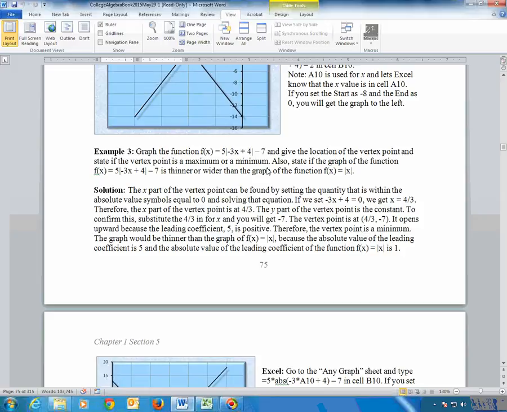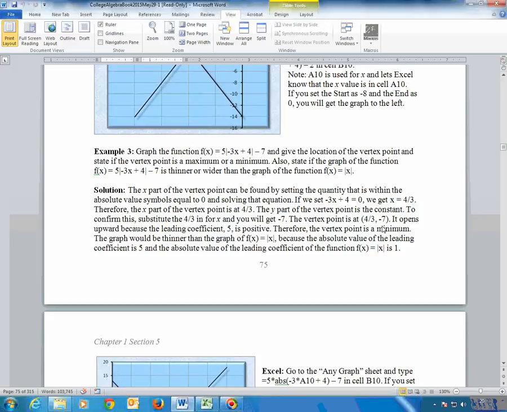And then really the y part of the vertex point is the constant out here as long as there's no extra x. Or you can substitute it back in. If you substitute 4/3 back in here, I know that's going to make that 0 because that's what we said equal to 0. So that's going to be 0. 5 times 0 is 0, and 0 minus 7 is minus 7. So the vertex point is definitely 4/3, negative 7.